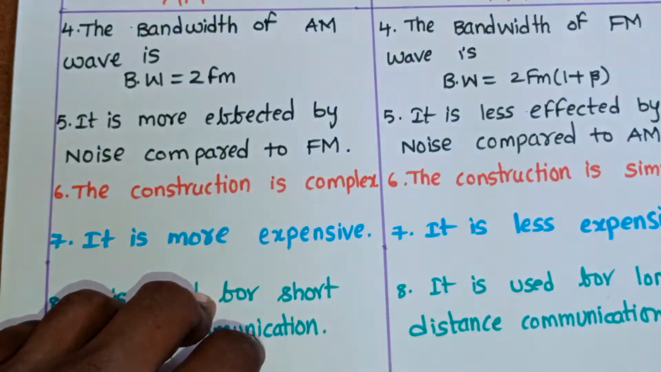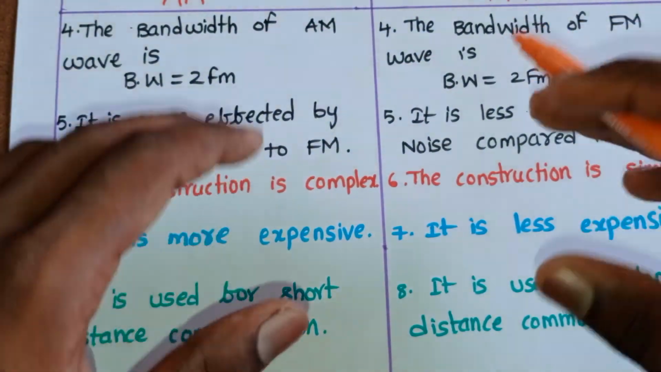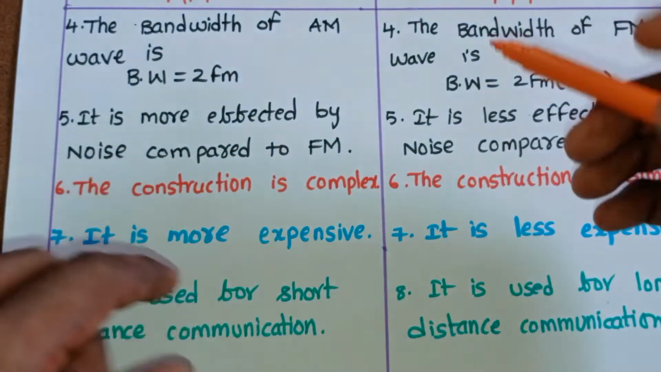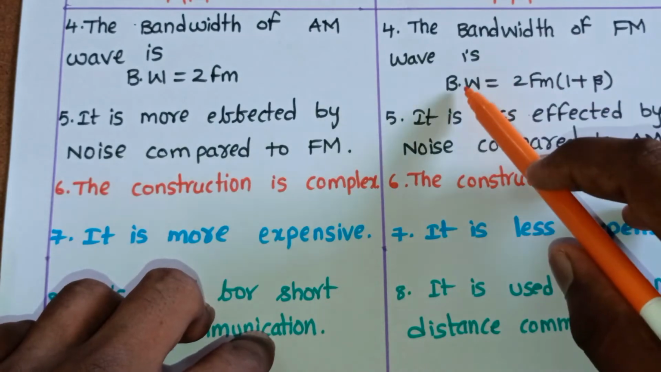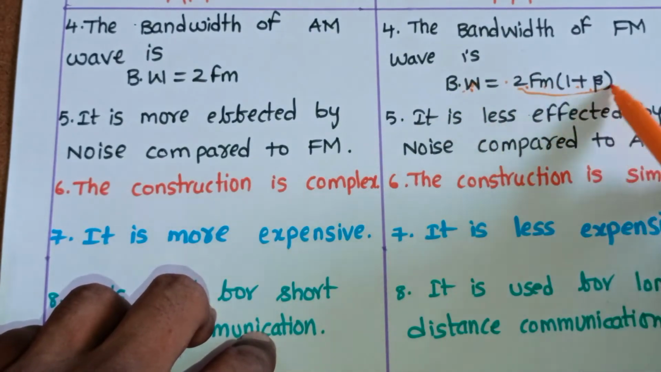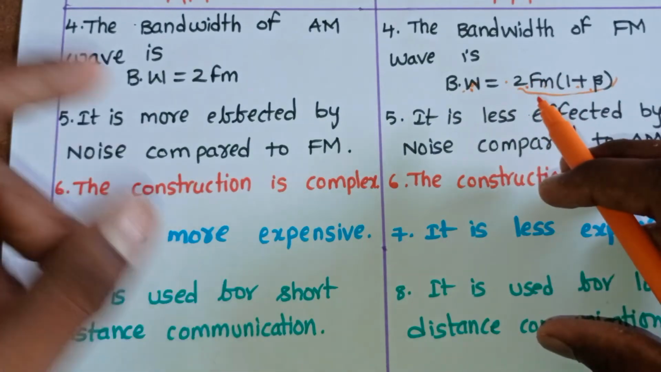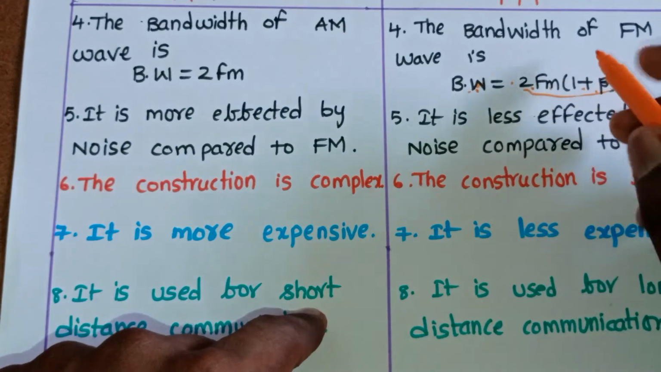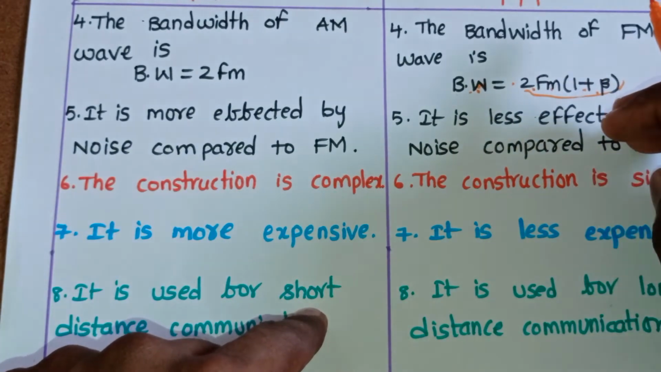Now coming to frequency modulation, the bandwidth can be calculated using Carson's rule. The bandwidth of the FM wave is BW = 2 fm (1 + β). It is derived from Carson's rule. I already told you in the Carson's rule lecture how it can be obtained. This is how to find the bandwidth of the frequency modulated wave.